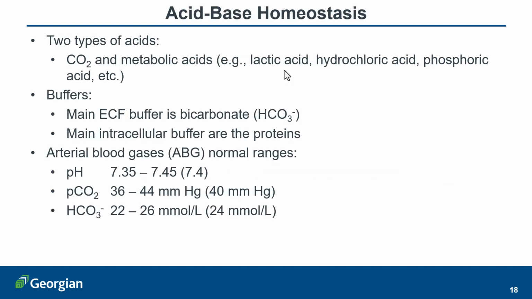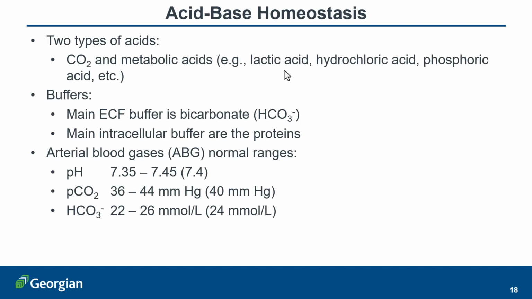We're going to switch gears now. So we've done the volume imbalances, we've done the electrolyte imbalances, and now we're going to do the acid-base imbalances. But first, just a little bit of revision on acid-base homeostasis. Remember, there are two types of acids: CO2, which is the volatile acid; carbon dioxide is an acid, but fortunately we can excrete it out.